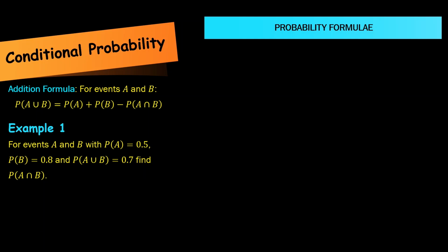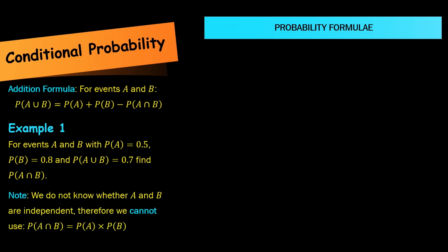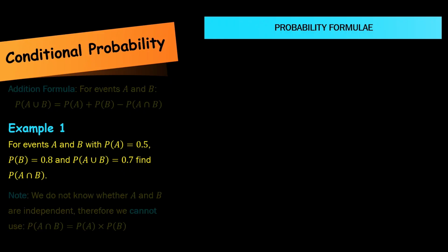Do note that we do not know whether A and B are independent, therefore we cannot use the formula probability of A intersect B equals probability of A times probability of B. Let's take a look at this example. For events A and B with probability of A equals 0.5, probability of B equals 0.8, and probability of A union B equals 0.7, we're required to find the probability of A intersect B.